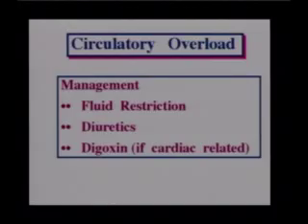Now, circulatory overload or extracellular fluid volume excess, we said you're going to have to give diuretics. We just did a question about that. You may also need to do fluid restrictions until the situation is under control. If the problem is caused by heart failure, if it's cardiac related, the patient might also be on digoxin, but only if it's cardiac related.